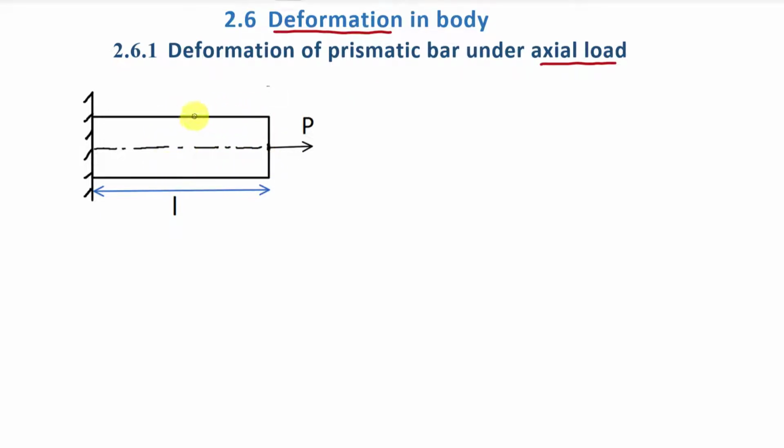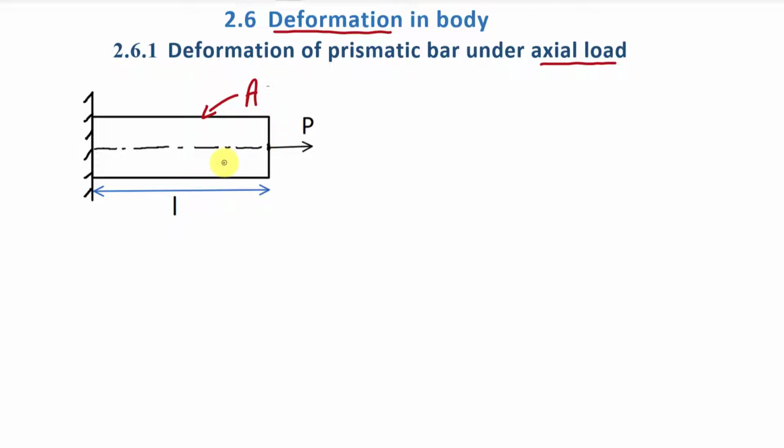Suppose we have this bar of length L and cross-section area A. Here we fix the left surface of this bar and we apply tensile load P on this bar. This P load is axial load, right? So due to this load P, we want to find out deformation in this bar. What is deformation? Deformation is change in dimension of body. Here we are going to find change in length of this body.